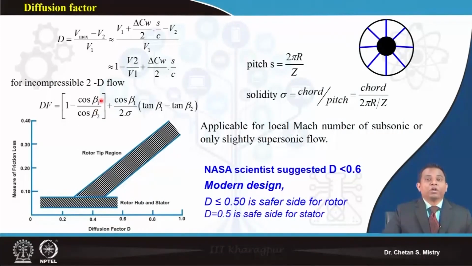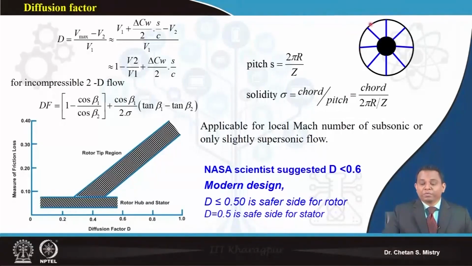So, using your velocity triangle, we come up with the diffusion factor, which is given by 1 minus cos beta 1 divided by cos beta 2 plus cos beta 1 by 2 sigma times tan beta 1 minus tan beta 2. Now, here this sigma is defined as the solidity. Let me introduce one more parameter, called solidity. Solidity is defined as the chord to pitch ratio. When I say pitch, it is given by 2 pi r by z.